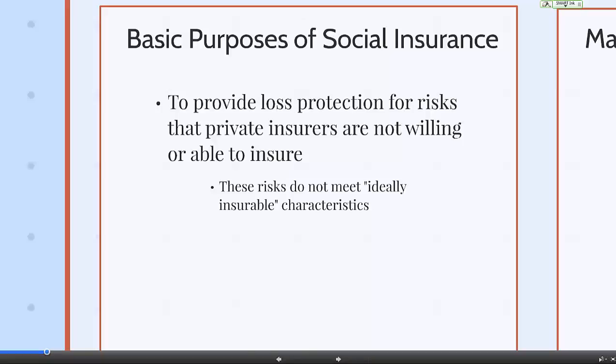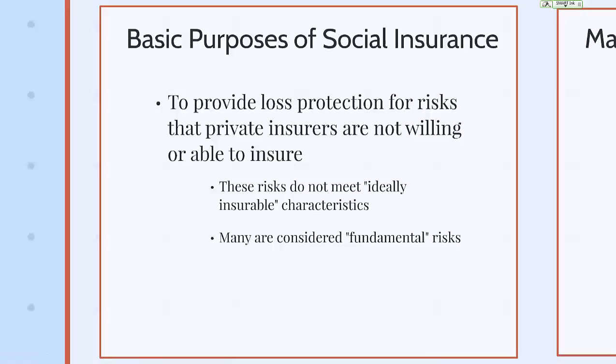Things like retirement and unemployment often are considered fundamental risks, which means they affect a large segment of society at one time. And because they're fundamental, losses could be catastrophic and therefore are not ideally insurable. And so the government steps in and helps to provide insurance on a widespread basis for these types of risks. Additionally, one of the purposes of social insurance is to provide a base of income security, meaning that every American should have a certain amount of income to live on.